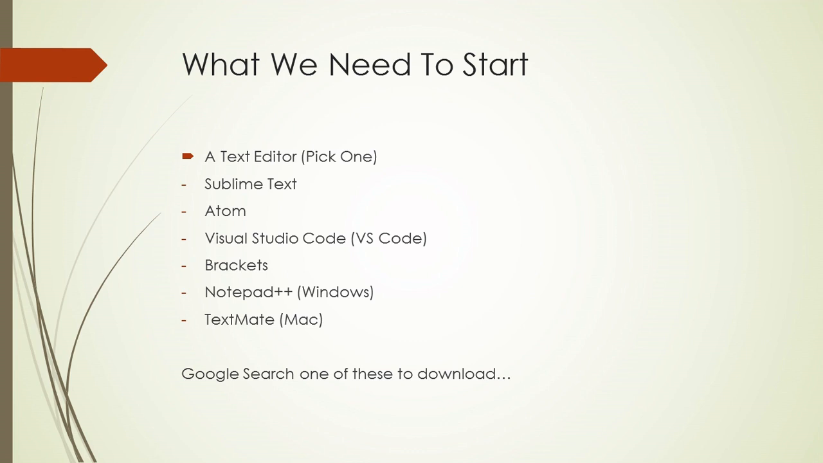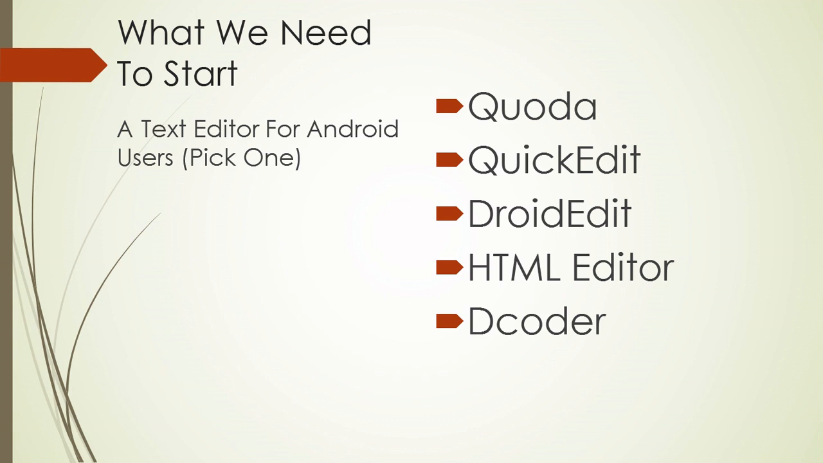Also, you can code on your phone, not only on your system or any computer device, but on any device. So in your Android app, you can download Coda or Quick Edit or Droid Edit. Now in these applications, you'll be able to code in HTML. Okay, so these are the most commonly used text editors for creating HTML files. You can download any application you feel like or you want.